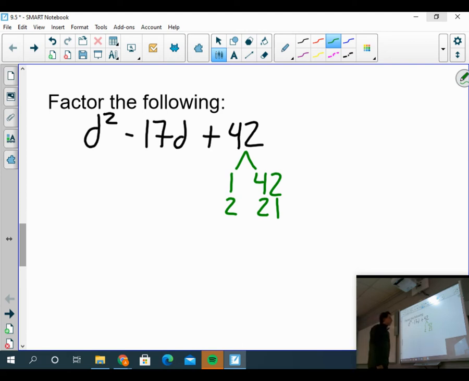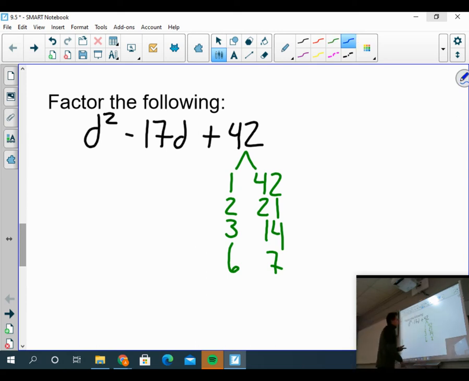Use a calculator to help you out. 3 divides into 42 and gives us 14. 4 does not divide nicely into 42, and neither does 5. But 6 will divide into 42 and give us 7. And again, at this point, if I would continue, my next factor would be 7, which I've already listed. Therefore, I am okay to stop.